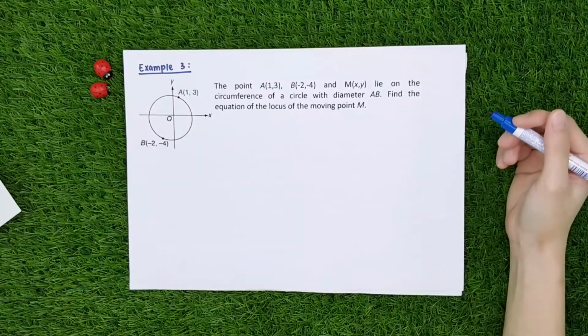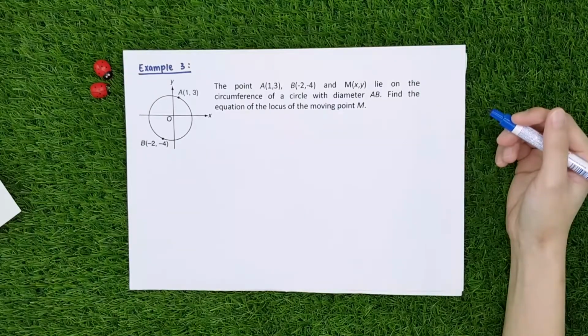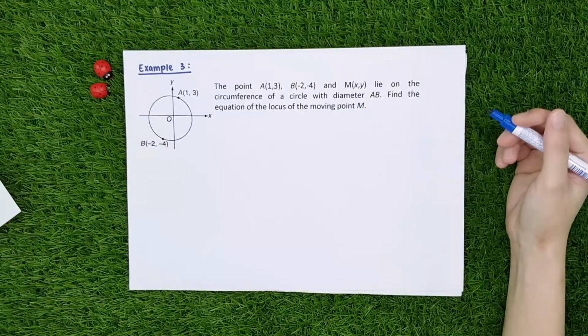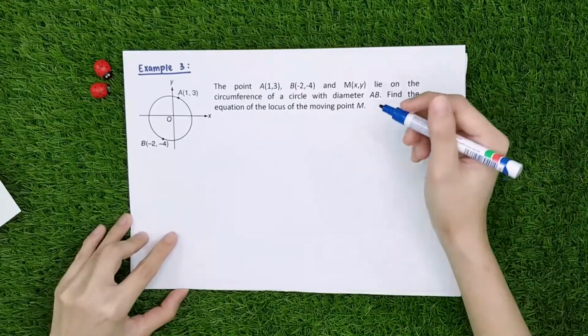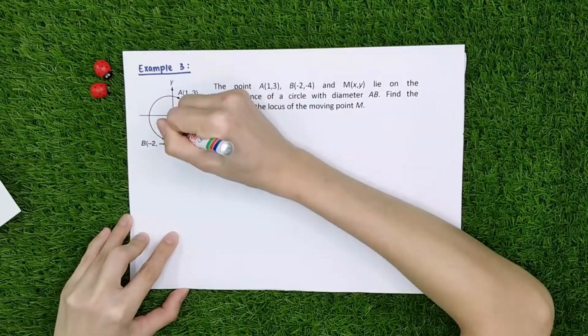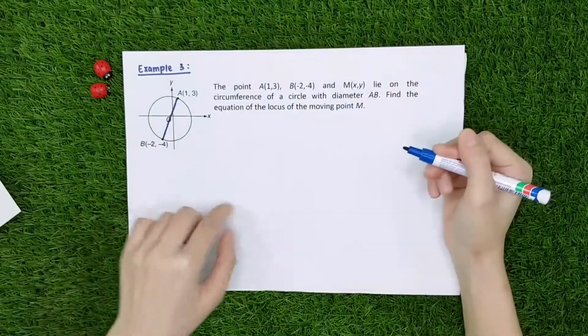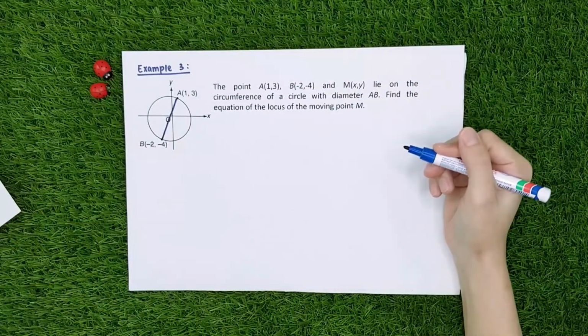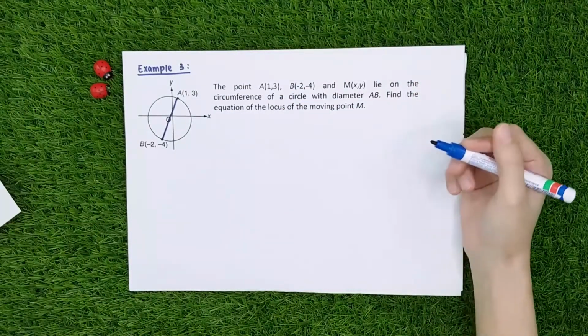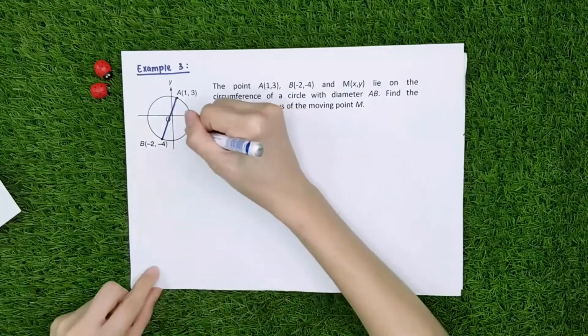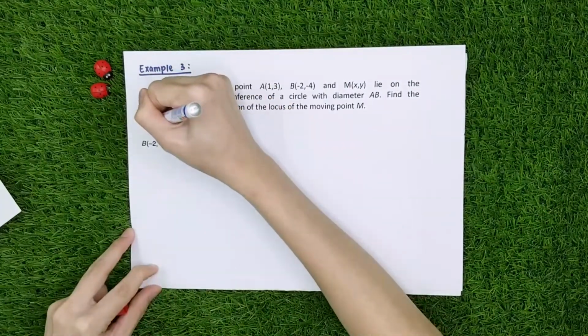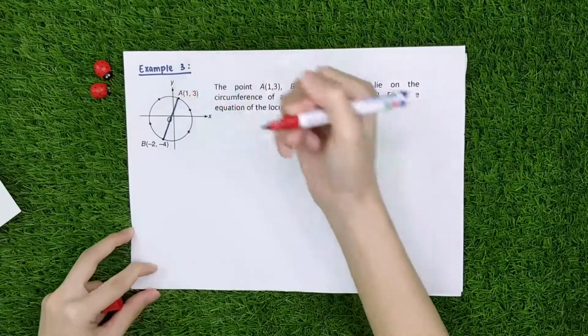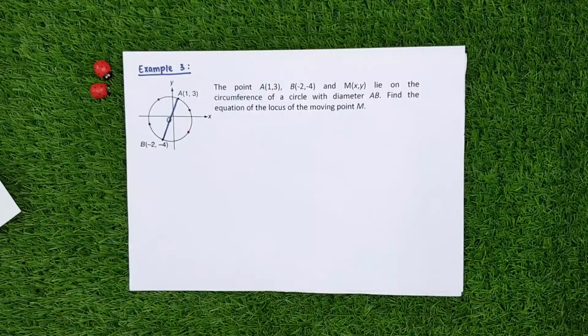Example 3. The points A, B and M lie on the circumference of a circle with diameter AB. Find the equation of the locus of the moving point M. Okay, so AB is the diameter. So M can be here, M also can be here or here or here. I don't know where it is. So I have to find the equation of the locus of M.